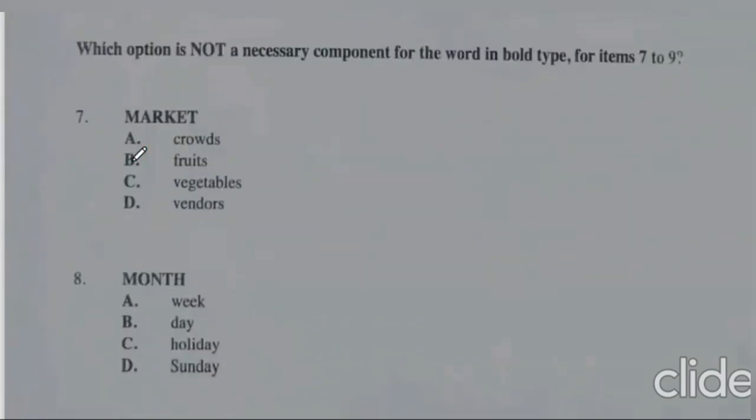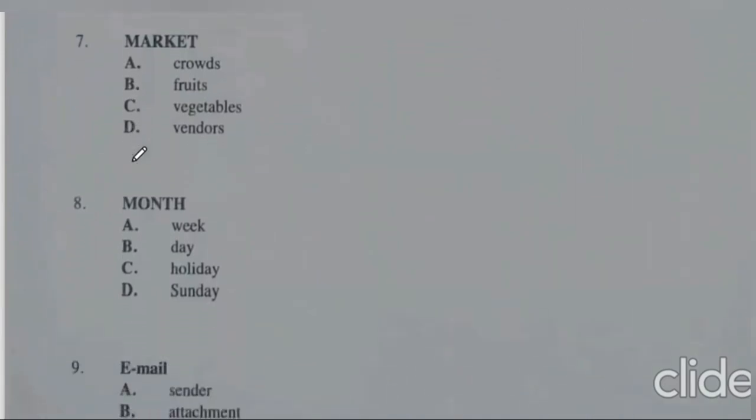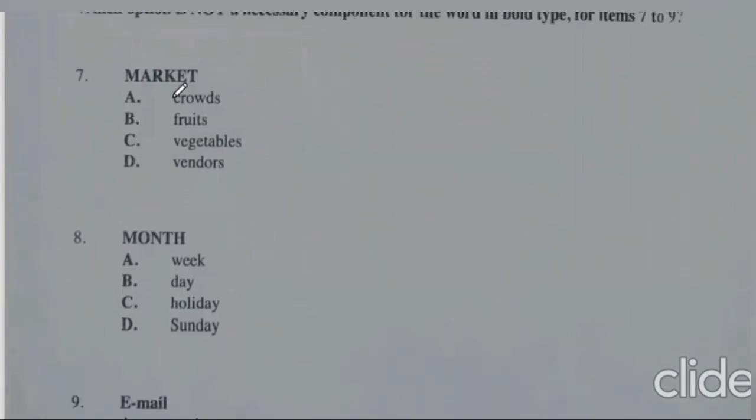Which option is not a necessary component for the word in bold type for items 7 to 9? Market. Well, for a market, we don't need crowd, but we definitely will be needing fruits, vegetables, and vendors. So not is the word here, the operative word that we're looking at. So crowds are not necessary for markets, but fruits, vegetables, vendors are.